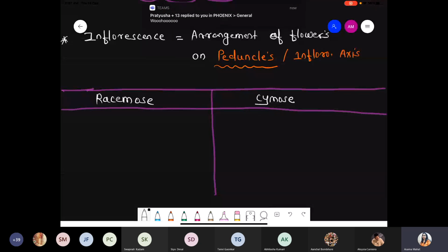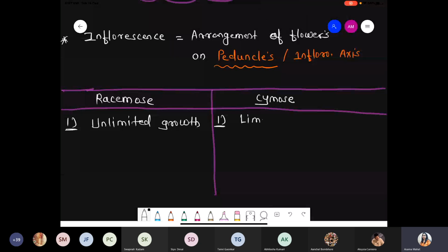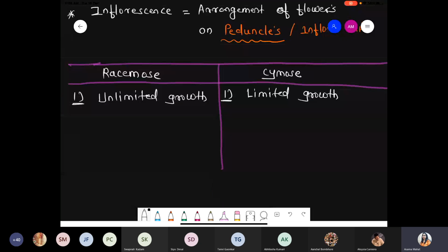In case of the racemose, they are showing unlimited growth. But when you compare this with the cymose, cymose basically shows limited growth. So unlimited growth is present in racemose, while in the cymose type of inflorescence, limited growth is present. Quickly we will discuss these with four parameters, and then the diagrammatic representation.